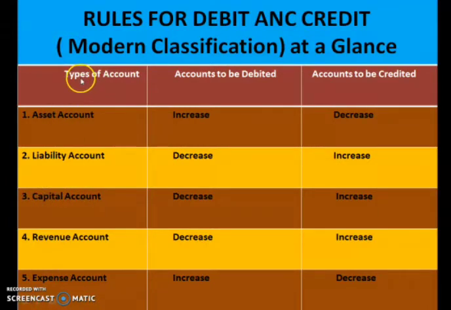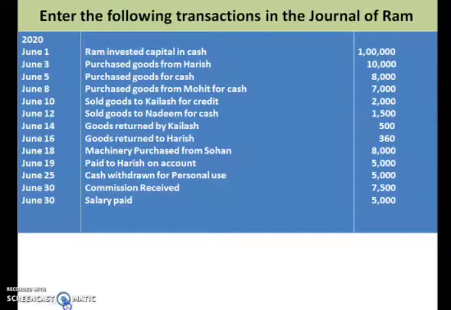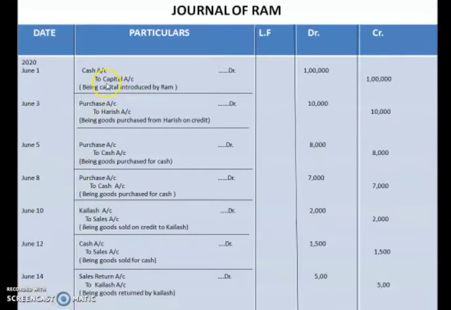Under this category of accounts, capital, because it is introduced in the business, will increase. So if it is increasing, what are we supposed to do to capital? It should be credited. So here capital is credited with the same amount, 1 lakh. So our debit is equal to credit. Okay. Now write down the narration: being capital introduced by Ram.